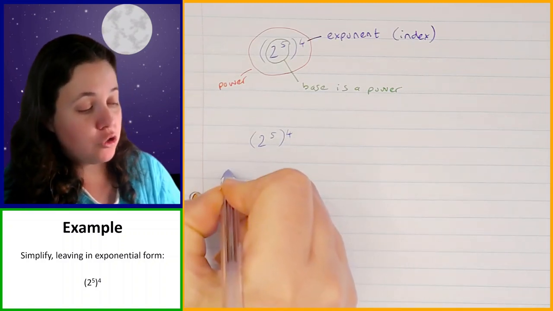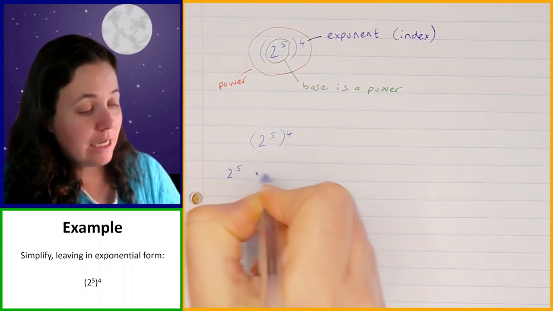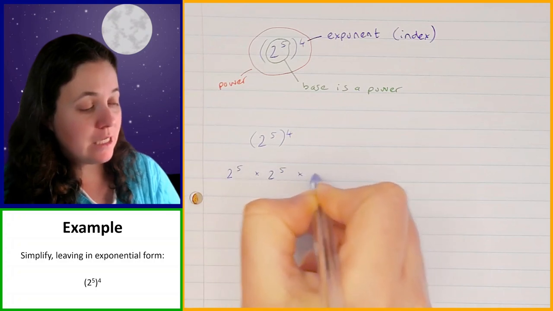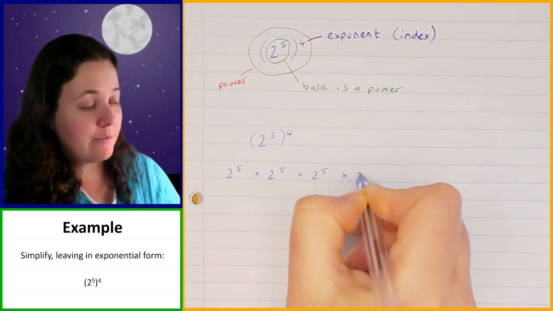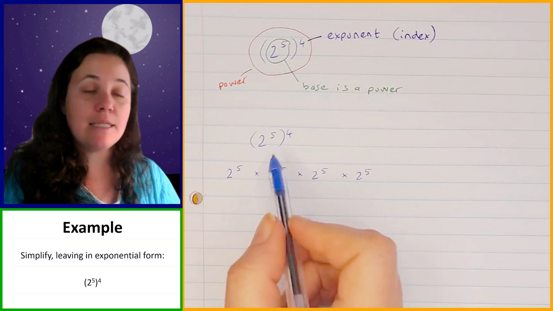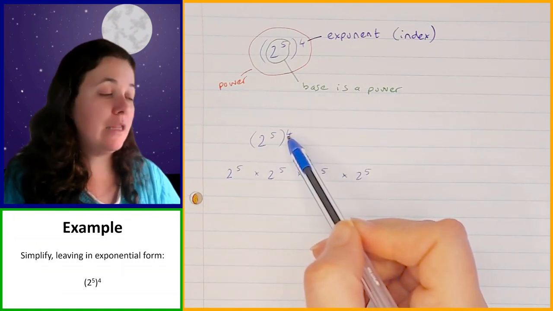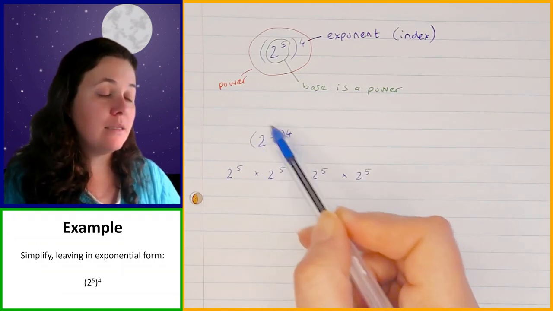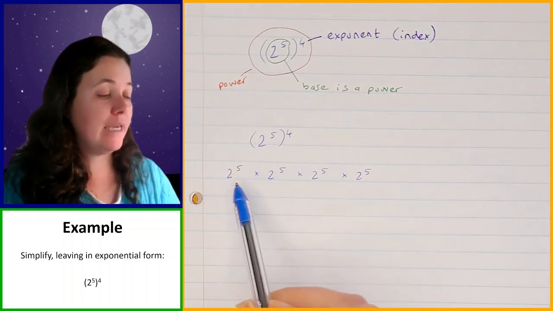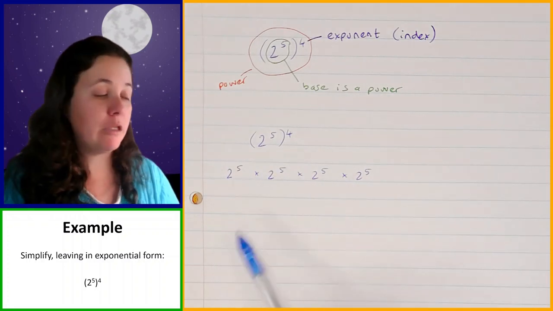So I've got 2 to the power of 5 times 2 to the power of 5 times 2 to the power of 5 times 2 to the power of 5. That is what this means. The 4 over here is telling me that there are 4 of these being multiplied together. Okay, so I've got 4 of 2 to the power of 5 being multiplied together.